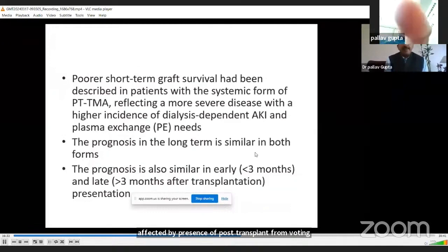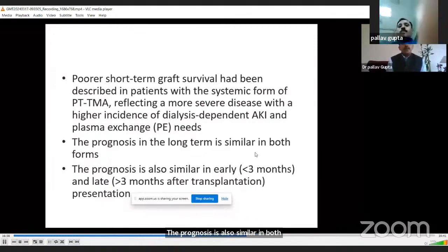Poorer short-term graft survival has been described in patients with the systemic form of post-transplant TMA, reflecting a more severe disease with higher incidence of dialysis-dependent AKI and requirement of plasma exchange. The prognosis in the long term is similar in both the systemic TMA and the localized form. The prognosis is also similar in both early and late manifestation of post-transplant TMA, that is, patients who present early, less than 3 months, versus those who present late. The overall prognosis is relatively similar in both groups.